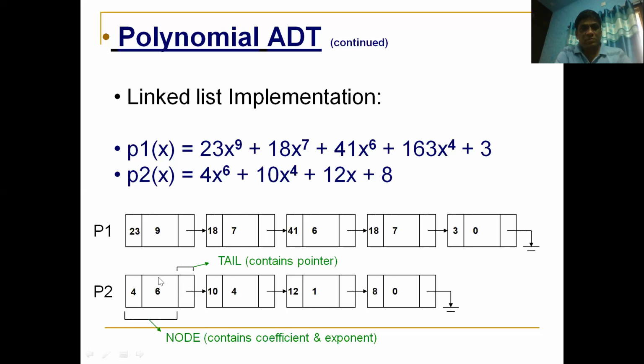And the second polynomial also: 4x6, so coefficient is 4, exponent is 6. Then 10x4, so coefficient is 10, exponent is 4. 12x power 1, coefficient is 12, exponent is 1. 8x power 0, if there is nothing, it means x power 0. Therefore 8 is the coefficient, the exponent is 0, and it is linked to null. So this is how it is actually represented. Theoretically, I am showing it for understanding purposes.